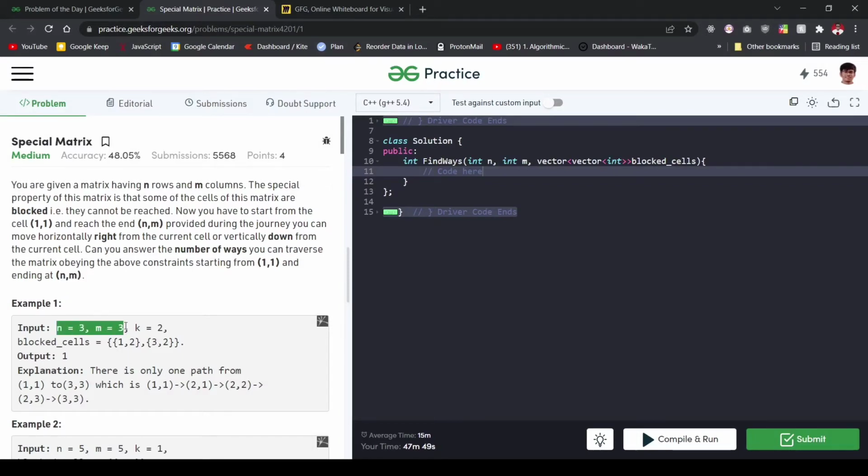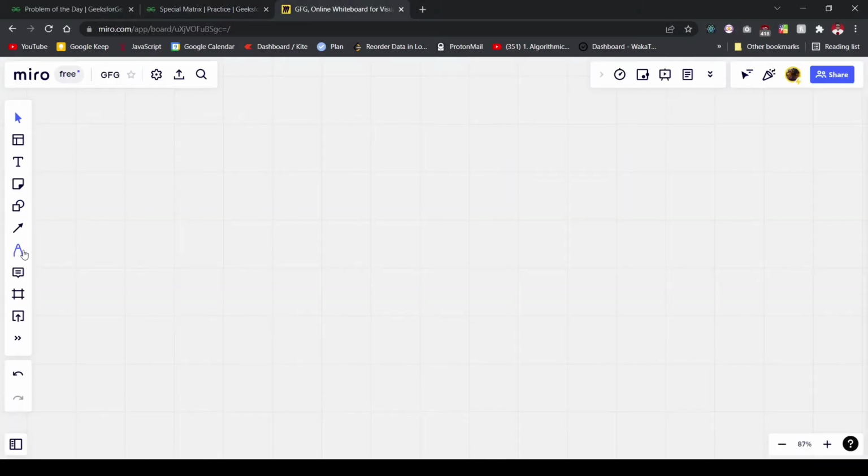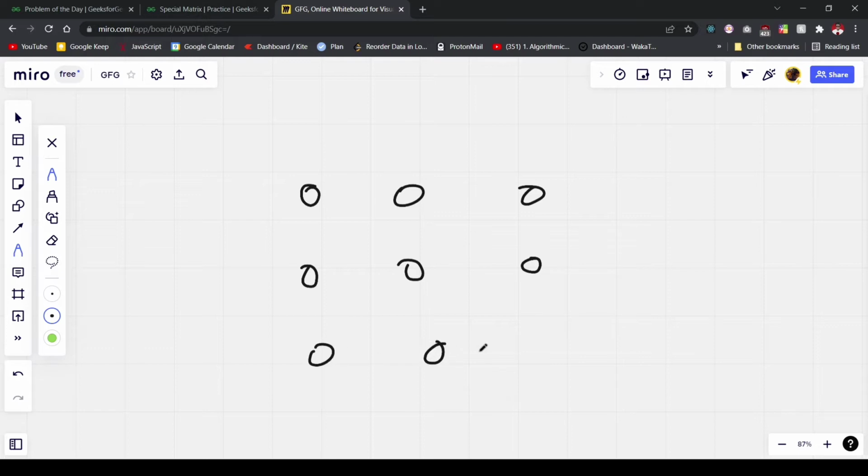The first example has a matrix of size 3,3, and it has a few blocked cells: 1,2 and 3,2. So let's construct the matrix first. We have a matrix of size 3,3. Let's initialize the matrix with zeros first, and we are given that 1,2 and 3,2 are blocked, meaning if we start from 1,1 indexing, then this particular cell and this particular cell are blocked. So let's replace them with something representable, that is -1.